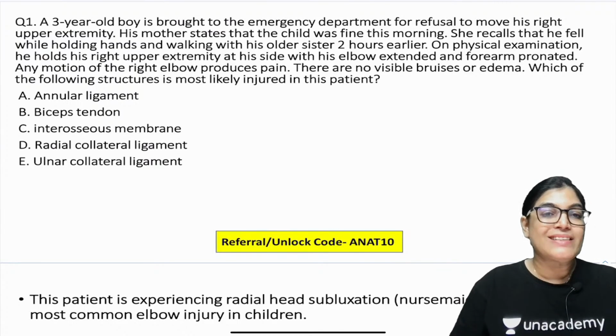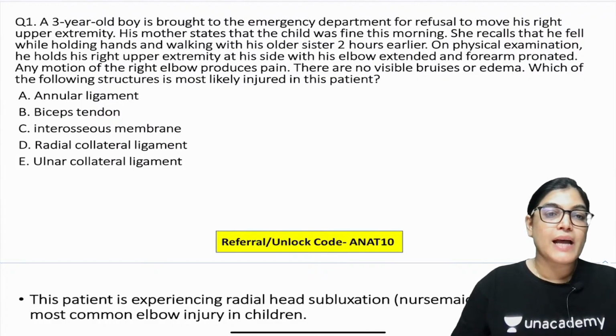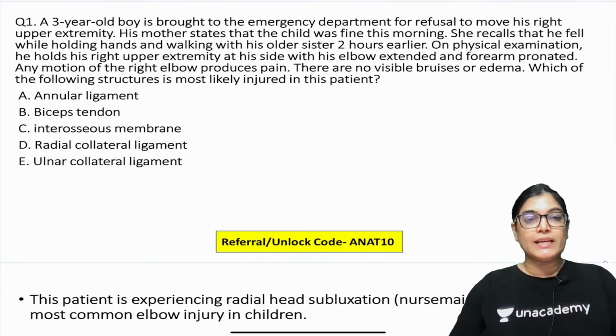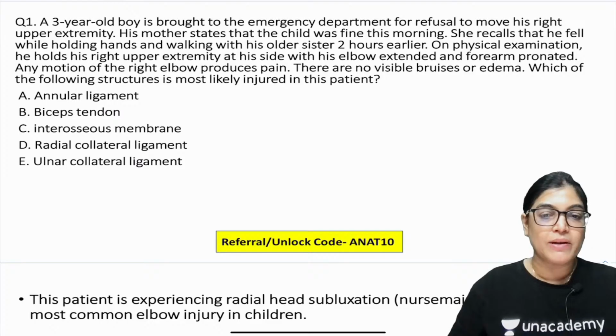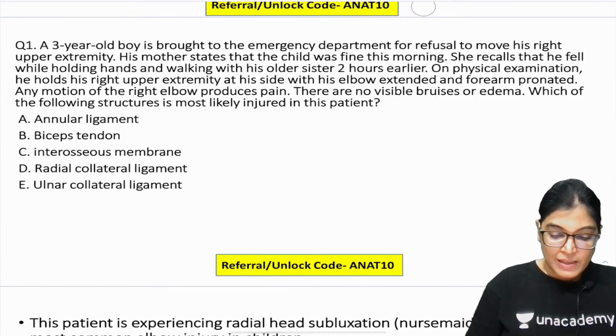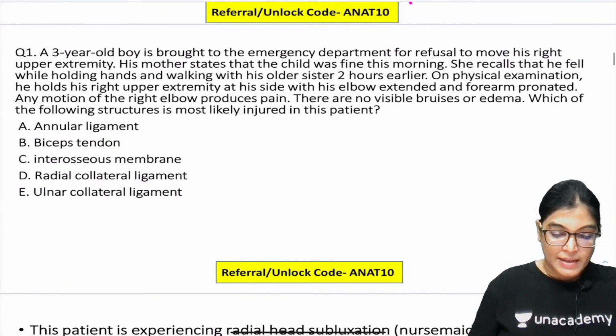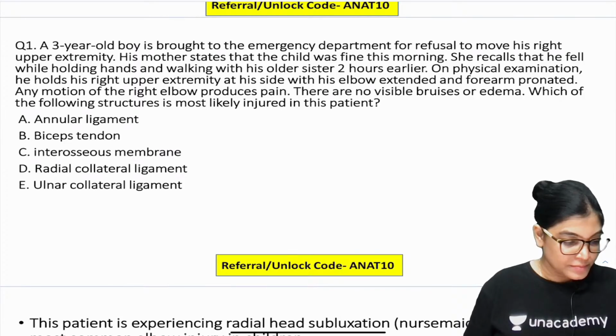So which of the following structures is most likely injured in the patient? The options are annular ligament, biceps tendon, interosseous membrane, radial collateral ligament, ulnar collateral ligament. So my dear students, mark the correct answer and your time starts. I will give you 30 seconds for marking the correct answer. So mark the correct answer.